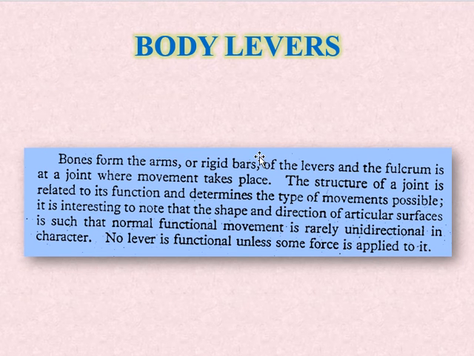Body levers. Bones form the arms or rigid bars of the levers, and the fulcrum is at a joint where the movement takes place. The structure of a joint is related to its function and determines the type of movement possible. It is interesting to note that the shape and direction of the articular surface is such that normal functional movement is rarely unidirectional in character. No lever is functional unless some force is applied to it.